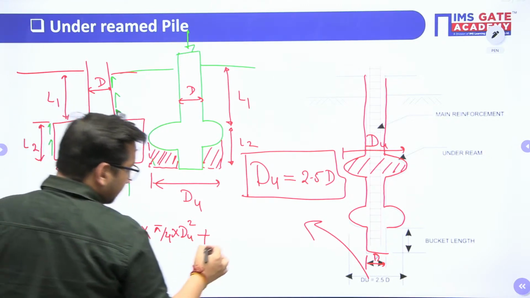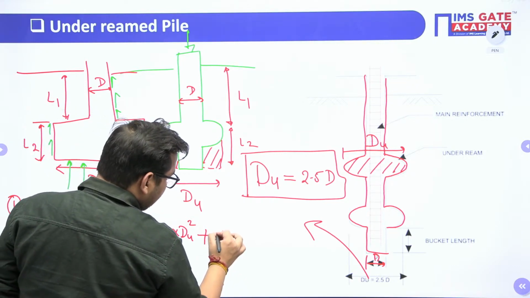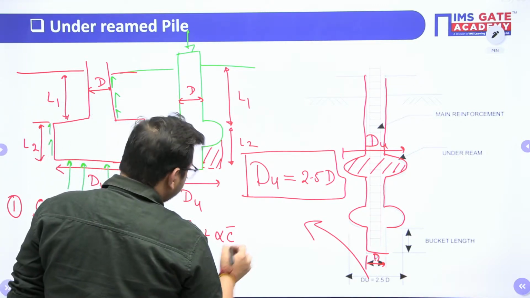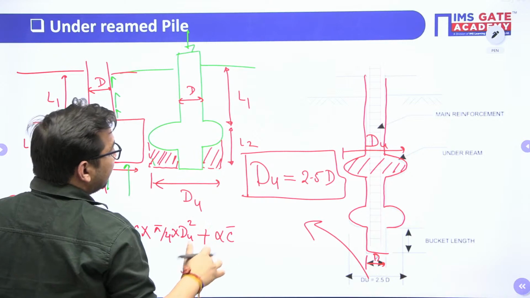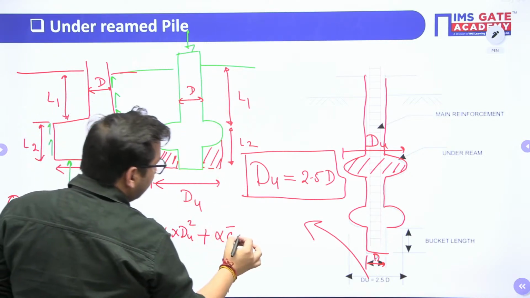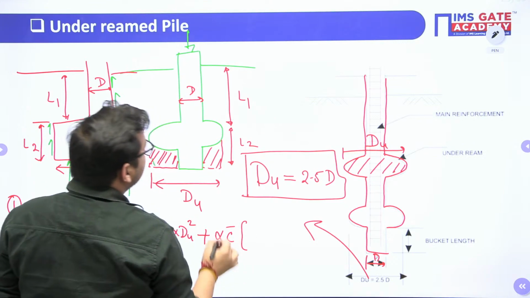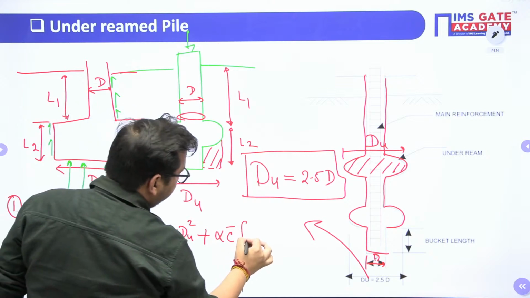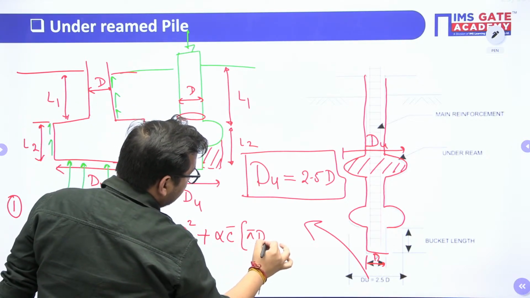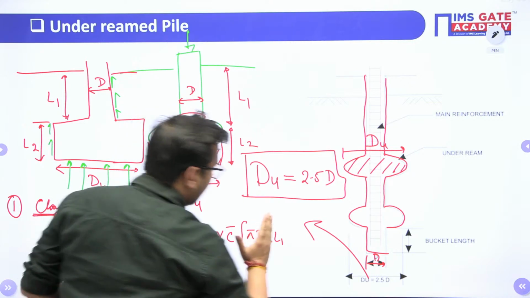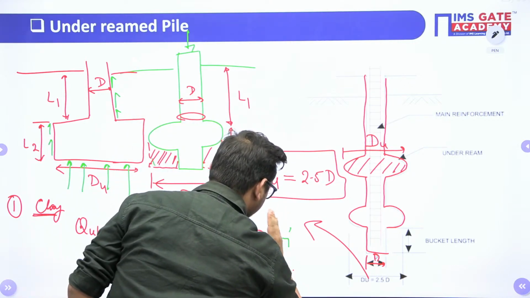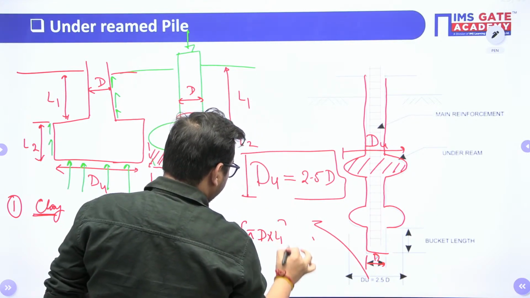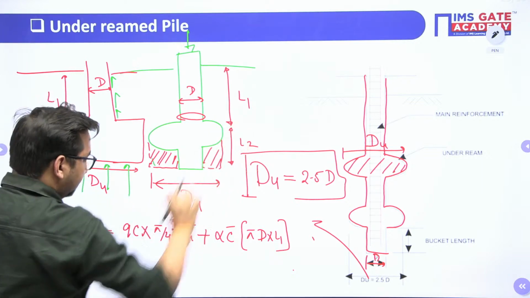Plus alpha into C bar into, for portion 1 first I am writing, into AS. What will be the AS value here? AS will be area at side, that will be the circumference multiplied by length, that is pi into d into L1. There will be more side friction from this.